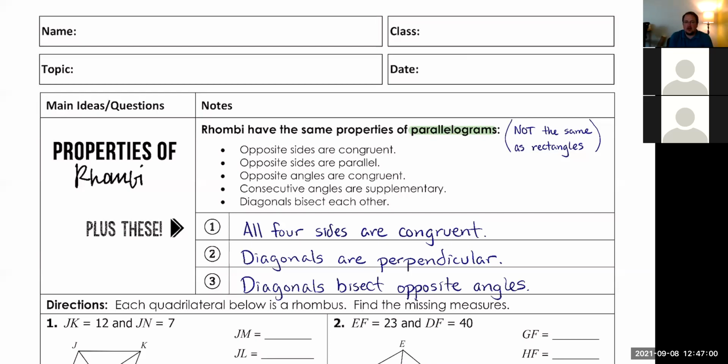So, same 5 from parallelograms. Those are hopefully not too shocking. We used those quite a bit yesterday. 3 new ones specifically for rhombi.